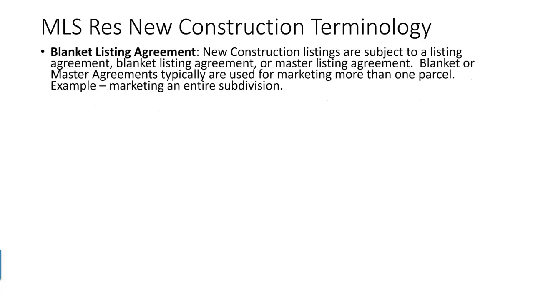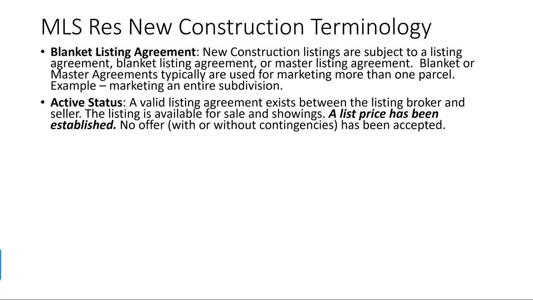As a marketing agent of a residential new construction here in the Triad, you may refer to a listing agreement as a blanket or master listing agreement, and these are typically used for marketing more than one parcel of new construction. For example, you are the marketing agent of an entire new subdivision. Blanket or master listing agreements are allowed.